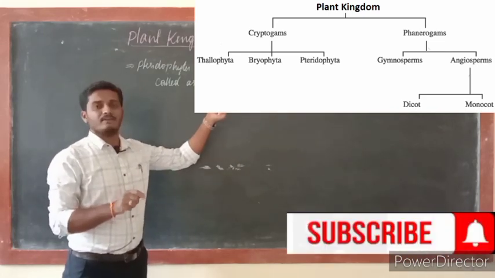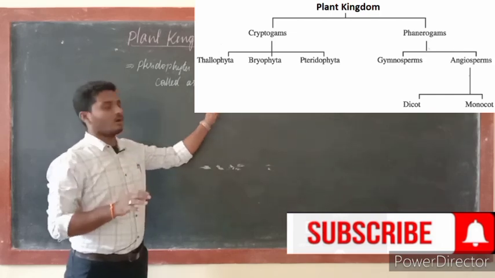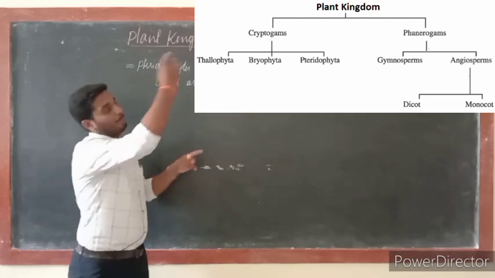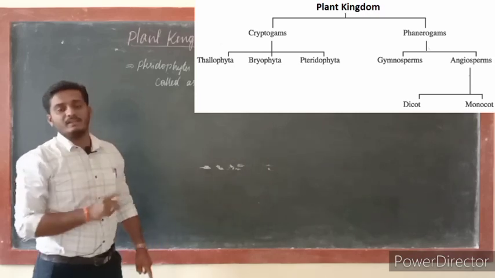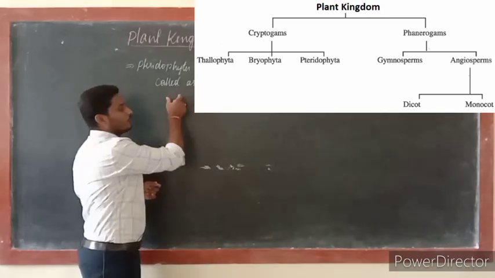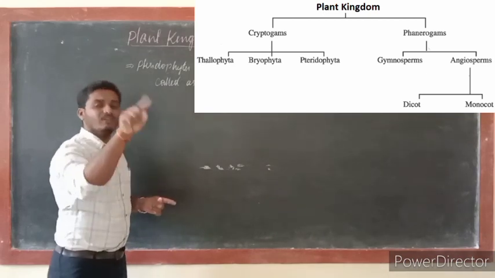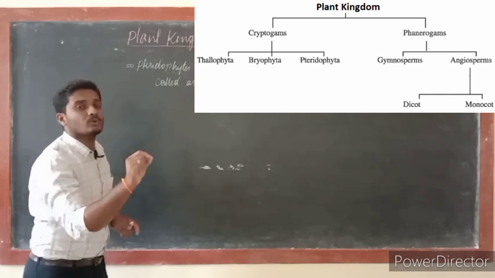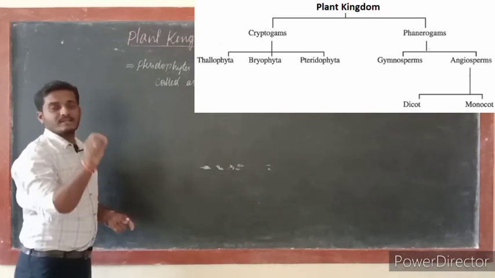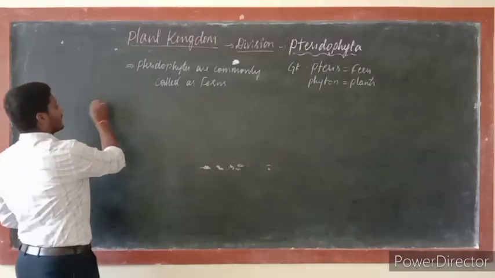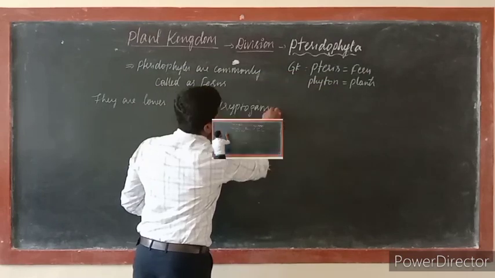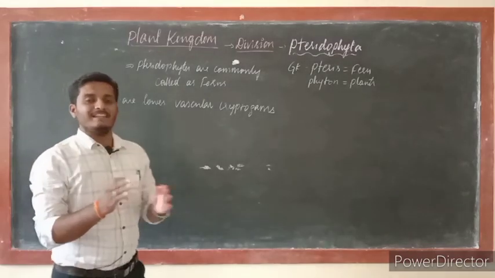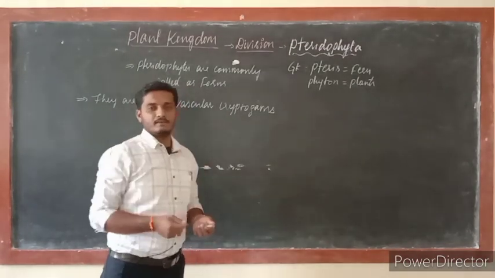The cryptogams are divided into three divisions called Thallophyta, Bryophyta, Pteridophyta. And phanerogams are divided into Gymnospermae and Angiospermae. See, these pteridophytes belong to cryptogams and they have vascular bundles. So pteridophytes are said to be vascular cryptogams. So they are commonly called lower vascular cryptogams.